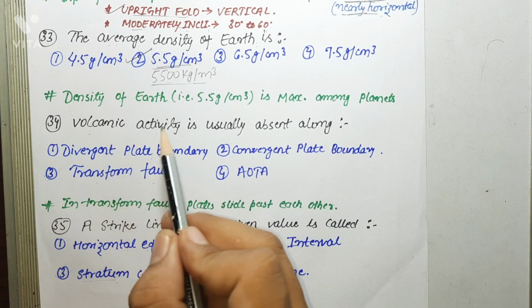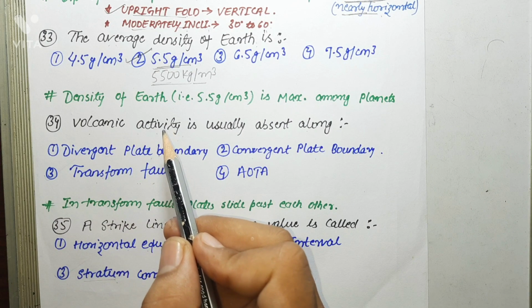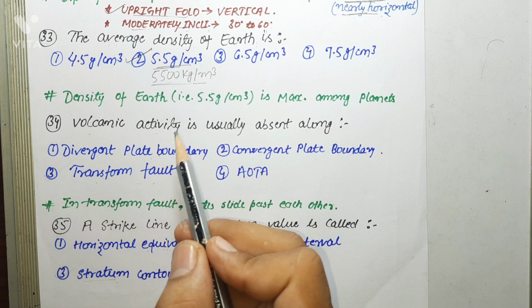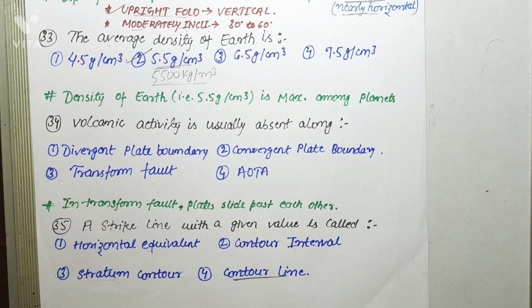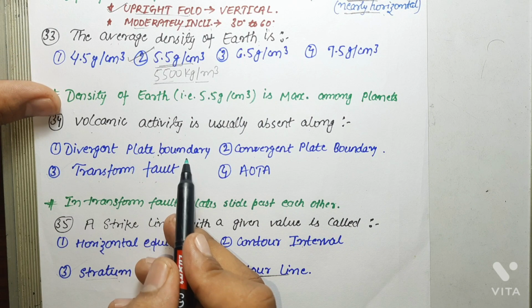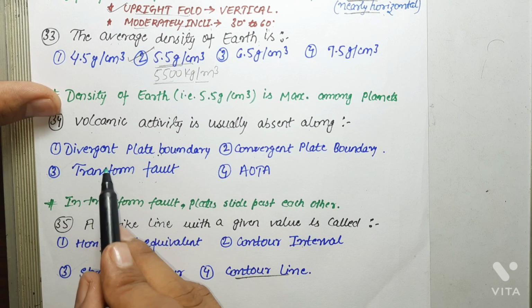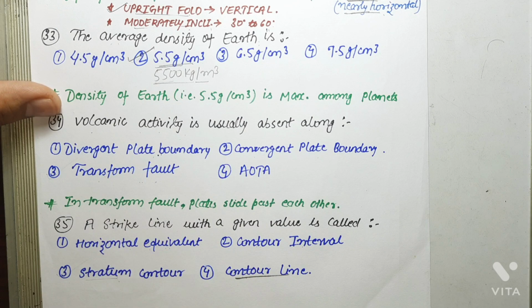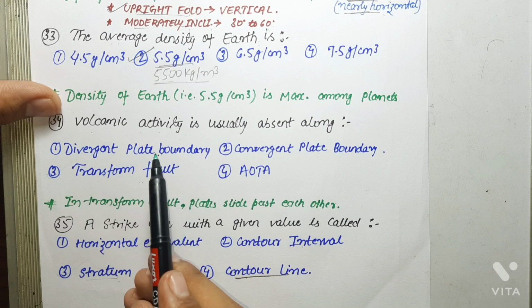Next question is, volcanic activity is usually absent along. Number 1 is divergent plate boundary, number 2 is convergent plate boundary, number 3 is transform fault, and number 4 is all of the above. So what is a divergent plate boundary? Divergent plate boundaries are those in which plates move away from each other. If plates move away from each other, there is formation of new crust. Volcanism takes place and there is formation of new crust.